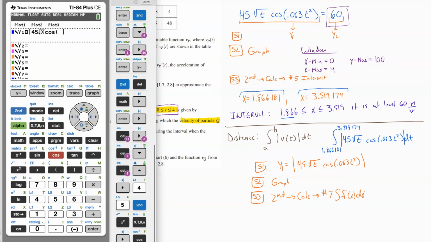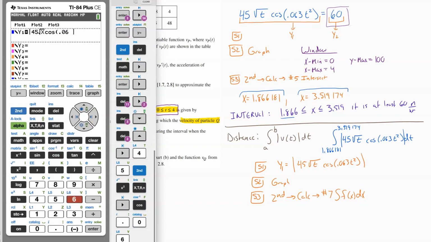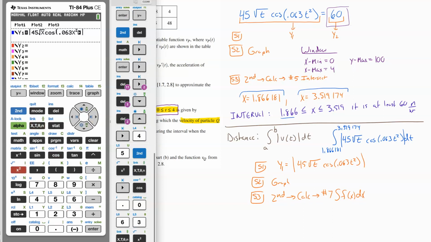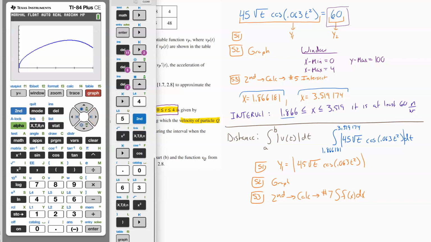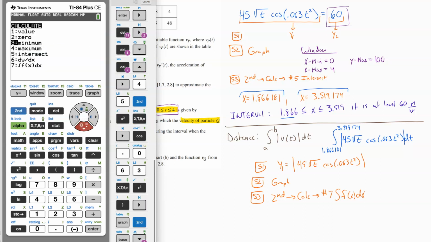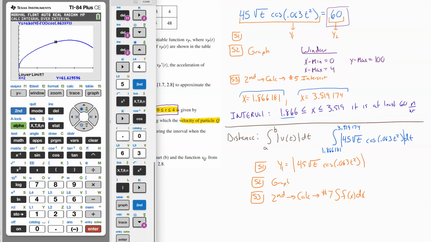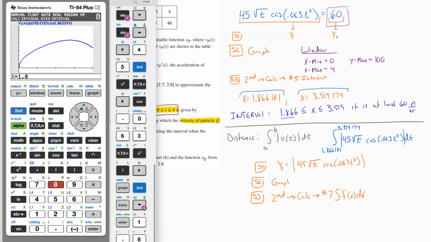So 45 square root of x cosine of 0.063 x squared. Close that, and then we've got the absolute value bars. And then you saw that I went and deleted out the 0 from the y2 because we don't want to graph that. And now we'll hit the graph button, and we'll go through and do second calc, and then this time in the calc menu we'll choose that number 7 option, integral of f of x dx. It wants the lower limit first. It's asking that on the bottom of the screen, so we'll type in our lower bound, the 1.866181.